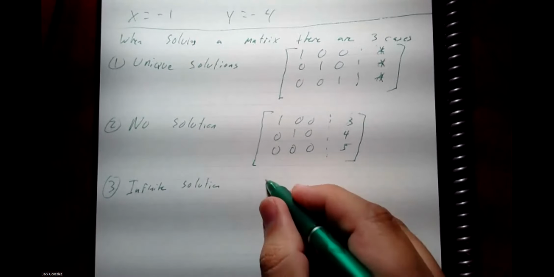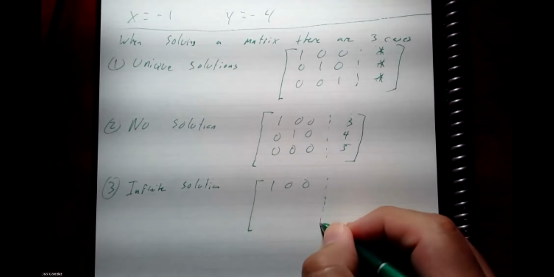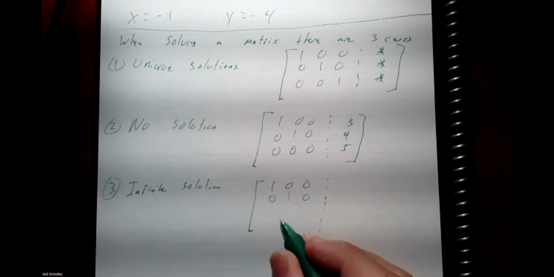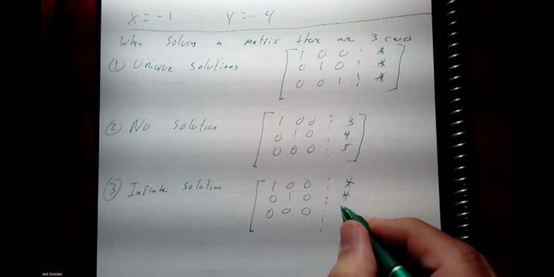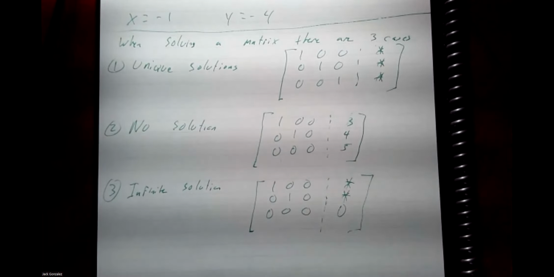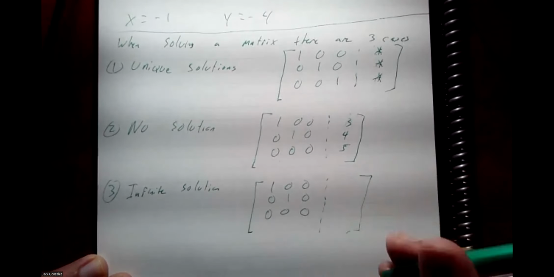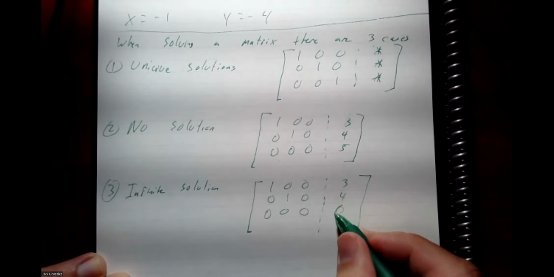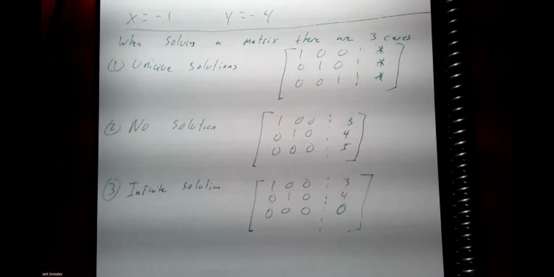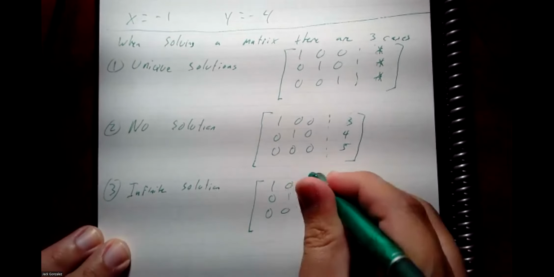The infinite solution case happens when you have something like this. Let's make an actual example. Let's say this is 3, 4, 0. So if you get a row of zeros like this, that means you have an infinite number of solutions, which could mean, make it more interesting.